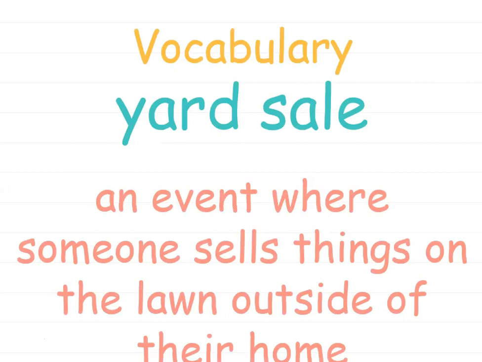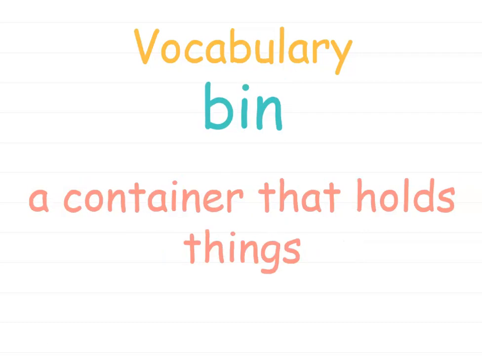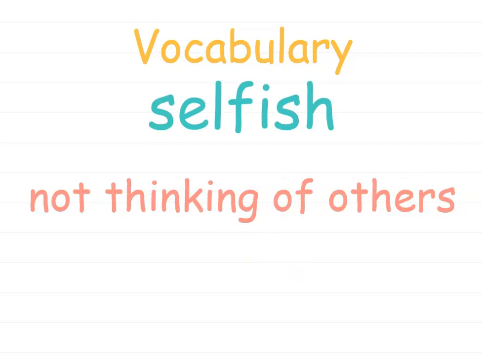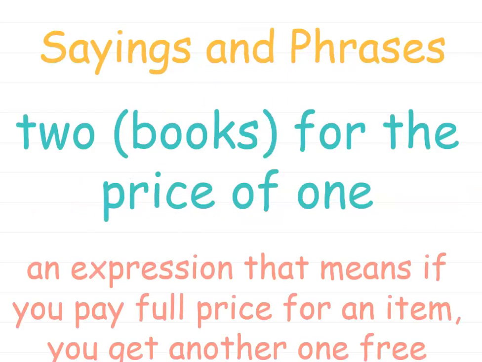Let's look at some vocabulary. Yard sale. A yard sale is an event where someone sells things on the lawn outside of their home. Coil. Coil is material that is wound into a circle. Bin. A bin is a container that holds things. Selfish. If you are selfish, then you are not thinking of others. Thrilled. Very excited and happy.